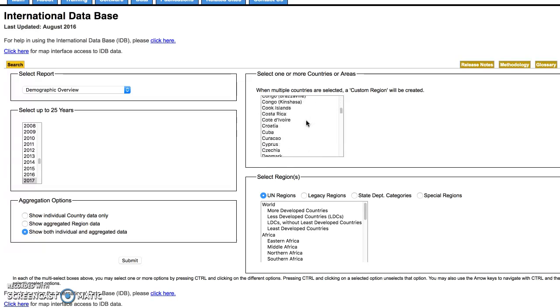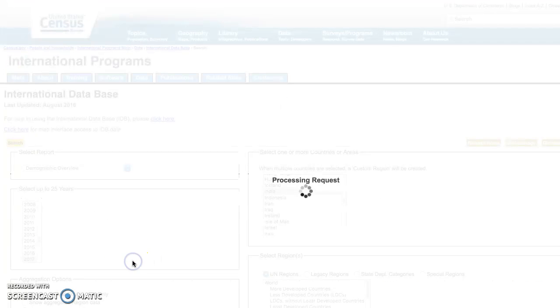I'm going to choose a country that we did not pick. Let's look at India, for example. So I'm going to click on India. So once again, remember your country from the country draft, your demographic overview. Make sure demographic overview is here on your report, and 2017 for the year. And you go and click submit.